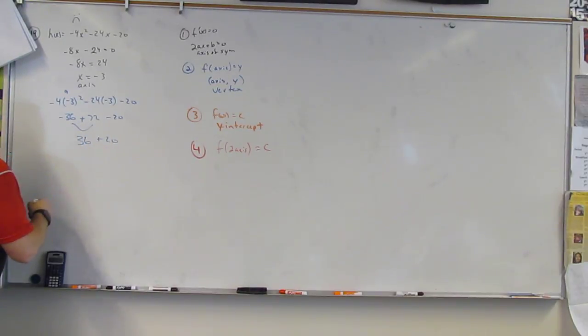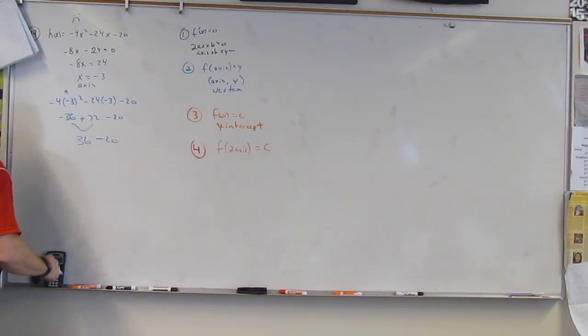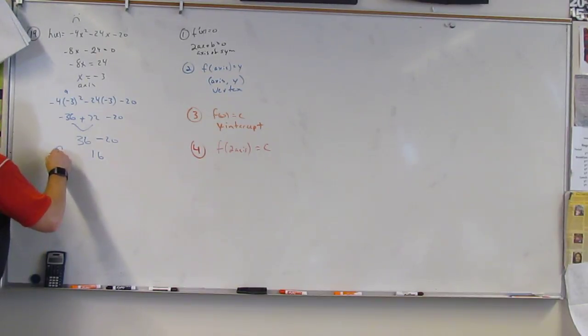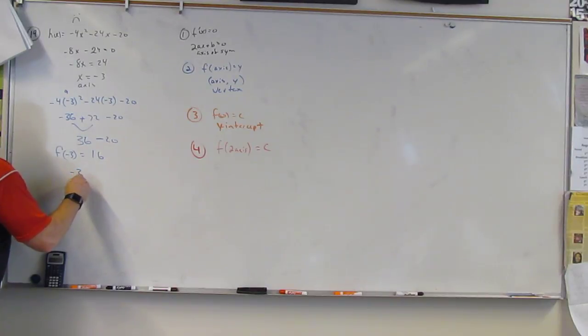What's positive 36 and minus 20? That would be 16, wouldn't it? So f of negative 3 would equal 16. And so there you have it. Negative 3 and 16 is your vertex.